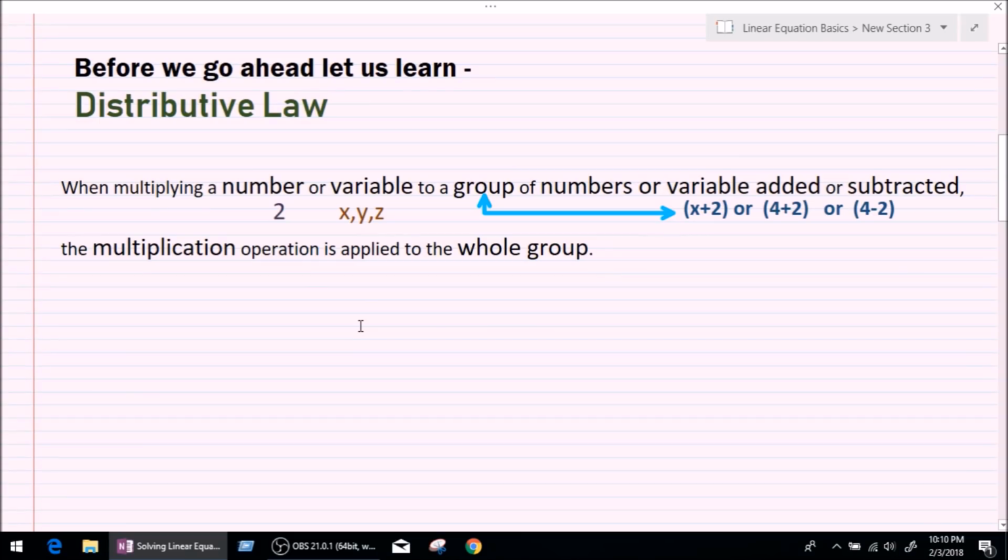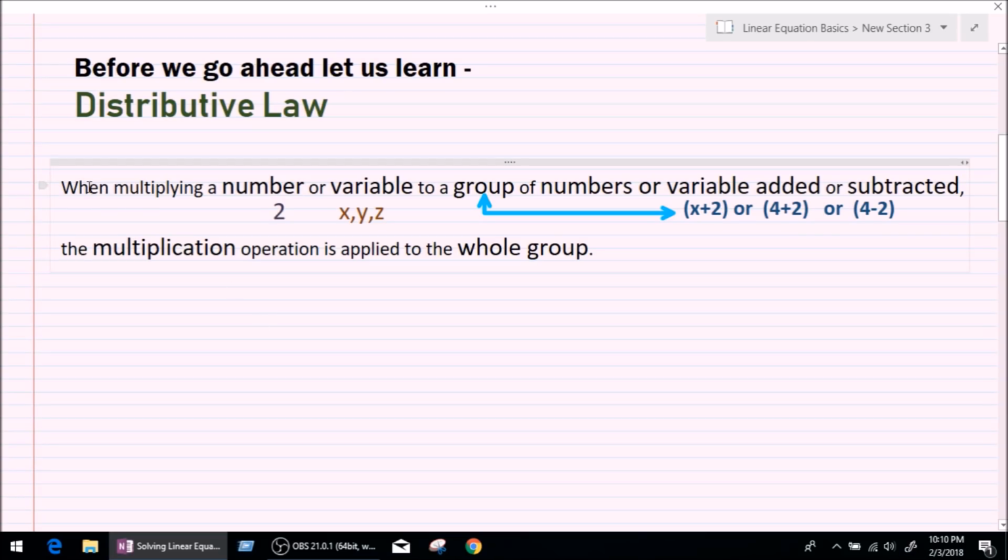But before we go ahead, I just want to say that you should learn what the distributive law is, because you need to learn this before you engage yourself in operations involving brackets. Now, what is the distributive law? What does this law say?